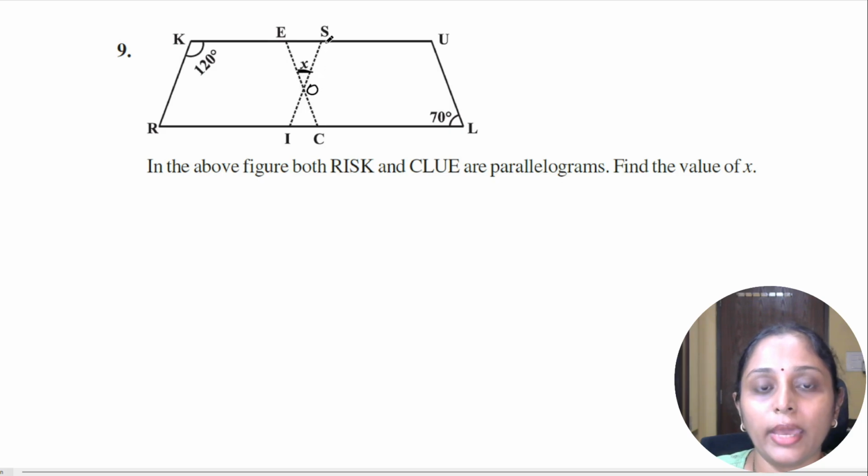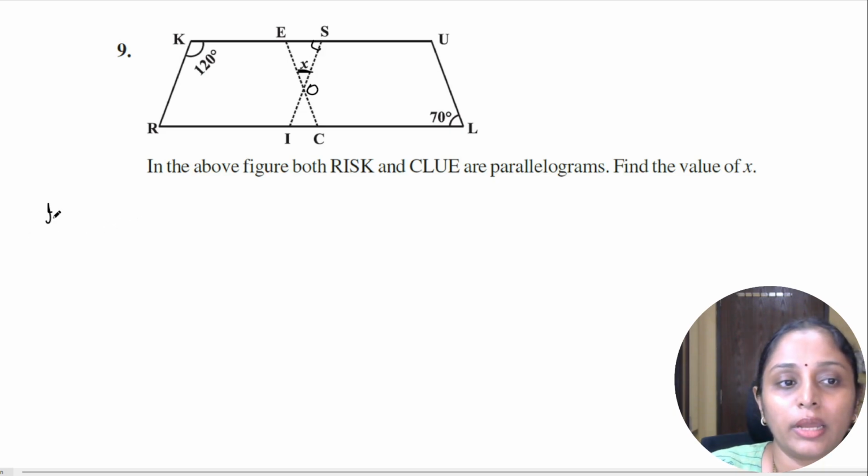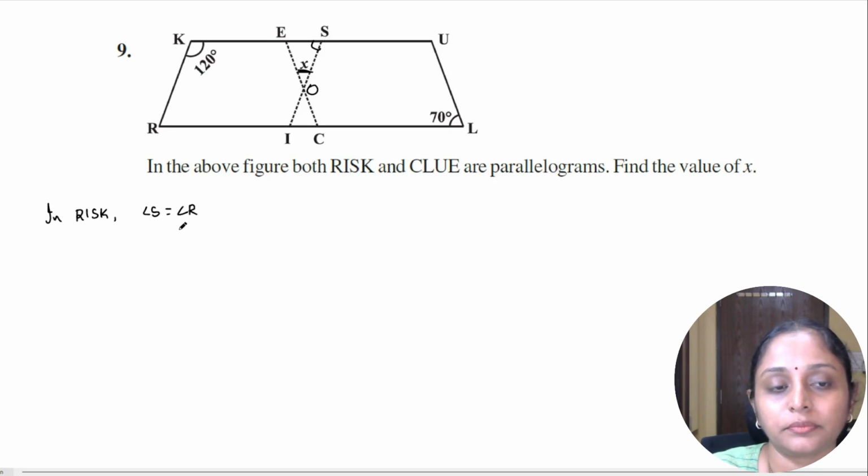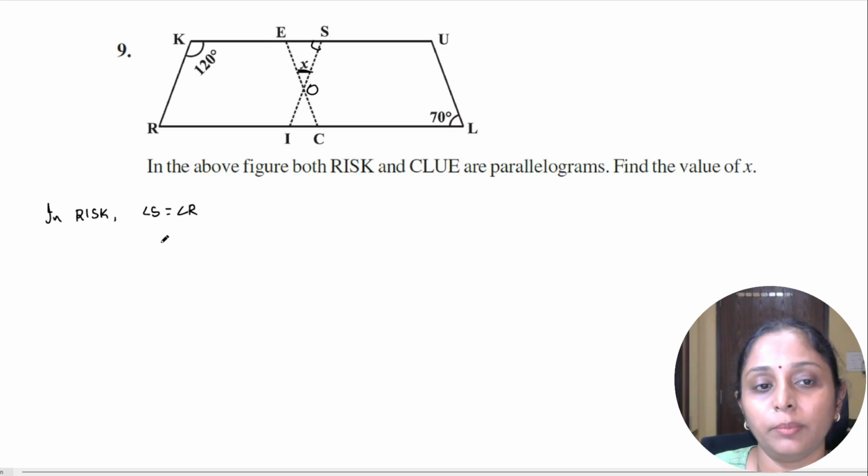EOS. Okay. So in order to find this, I need the remaining two angles first, right? So that is one way of finding x. Now, how do I find out this angle? Now, this angle in parallelogram RISK, angle S is opposite to angle R, and therefore they are equal in measure.